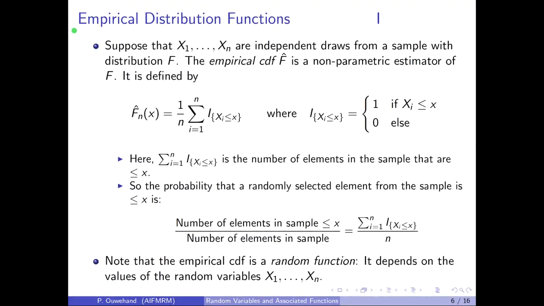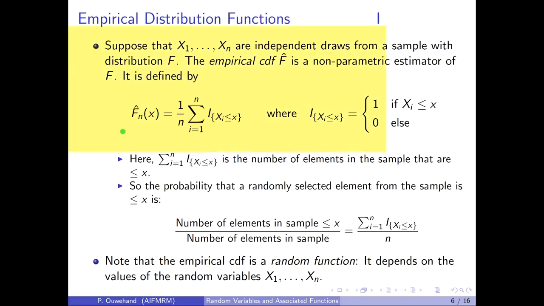Let's now consider the notion of empirical distribution function. Suppose that we're given x1 up to xn, and that these are independent draws from a sample with distribution F. In other words, each of these values x1 up to xn is drawn from the distribution F. The empirical CDF F hat of this sample is then a non-parametric estimator of the true distribution function F, and it's defined as follows.